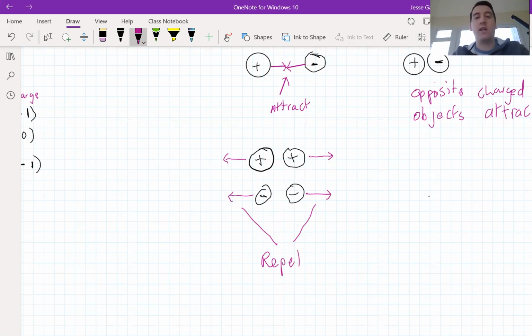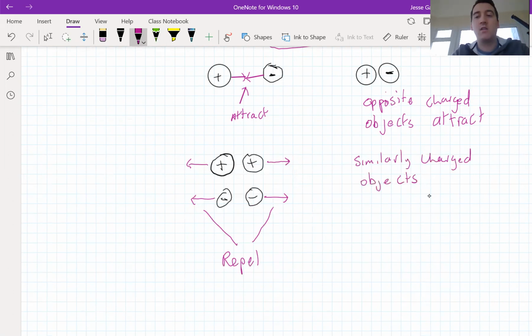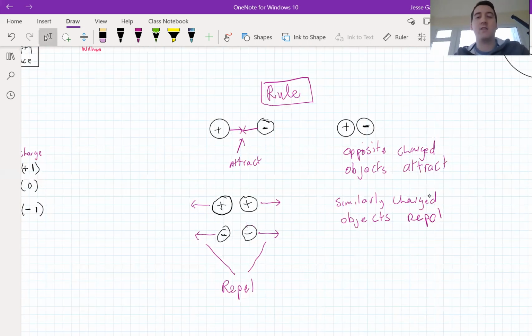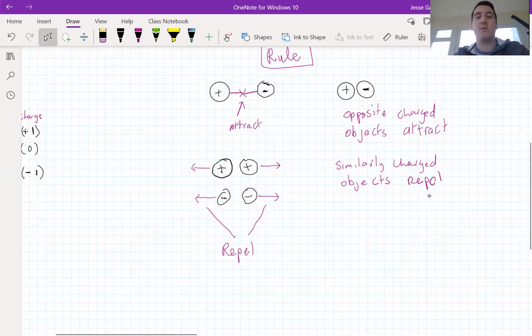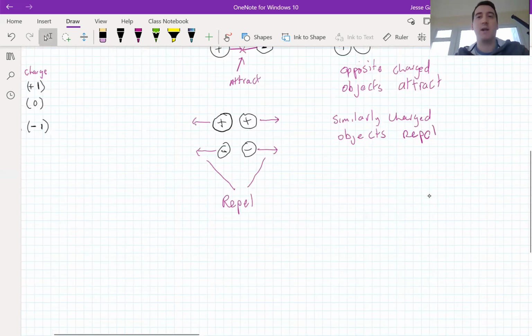So we call these similarly charged objects because they are both positives or they are both negatives. We call them similarly charged objects. And what happens? They repel. So similarly charged objects repel. That's another rule. So we have opposite objects attract and similar charges repel. Okay, opposite charges attract, similar charges repel.